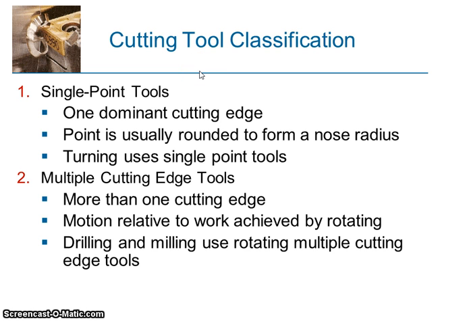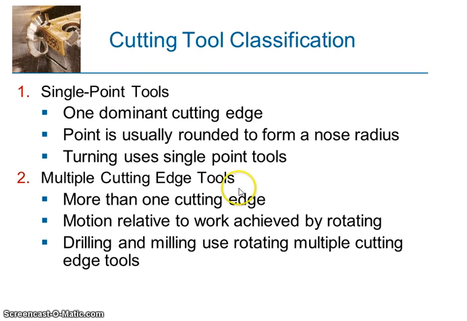All machining operations require a cutting tool. Cutting tools are basically classified as single point cutting tools and multi-point cutting tools. What are single point cutting tools? They have one dominant cutting edge. The tool point is usually rounded off to form a nose radius.